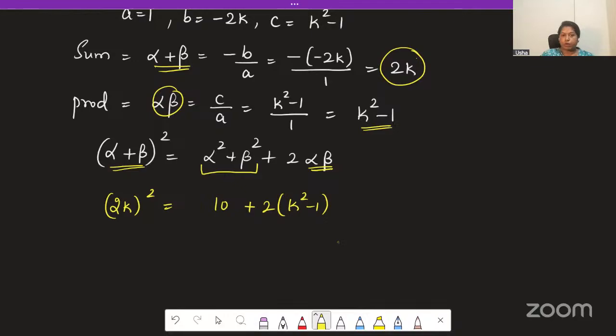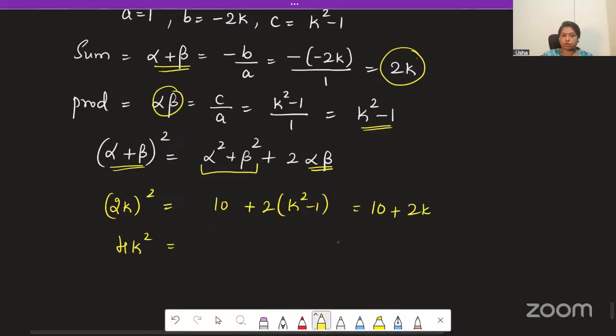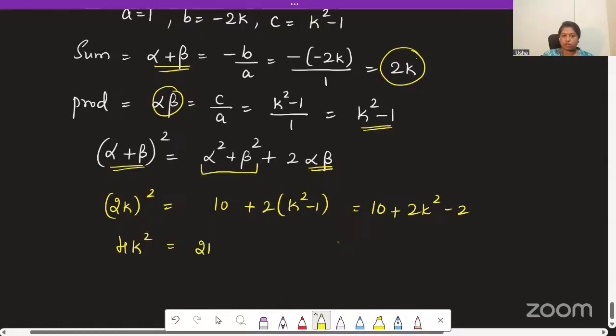2k whole square is 4k square equals to 10 plus 2k square minus 2. 10 minus 2 is 8. So this is 2k square plus 8.